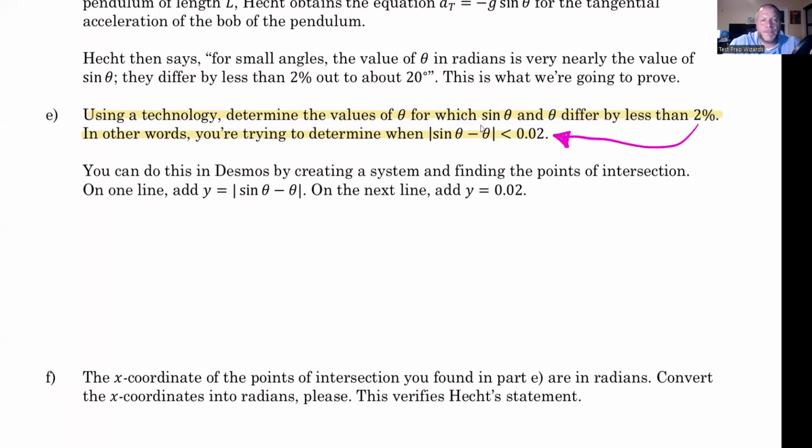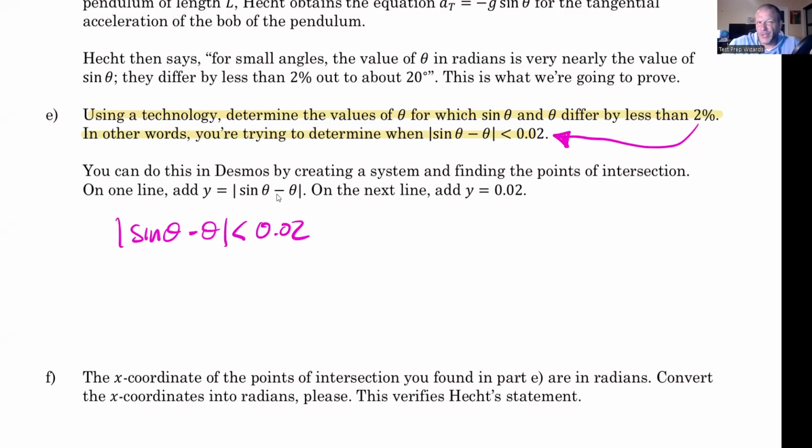And the difference between them, well, that means that we want a distance. We've seen working with deltas and epsilons that whenever we want a distance, we can break out absolute values. So this is what we're trying to prove. We're trying to show that the absolute value of sine of theta minus theta is less than 0.02, and we want to find where this is true. All right, so let's do this in Desmos.